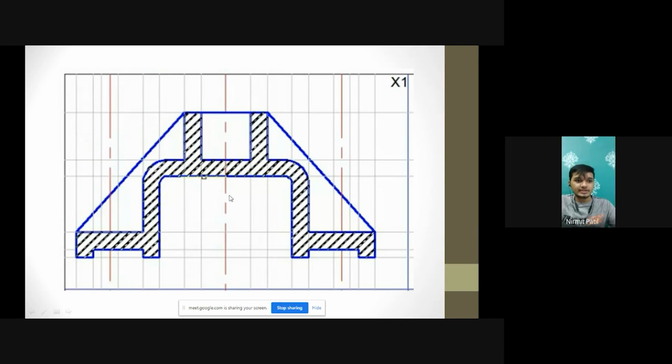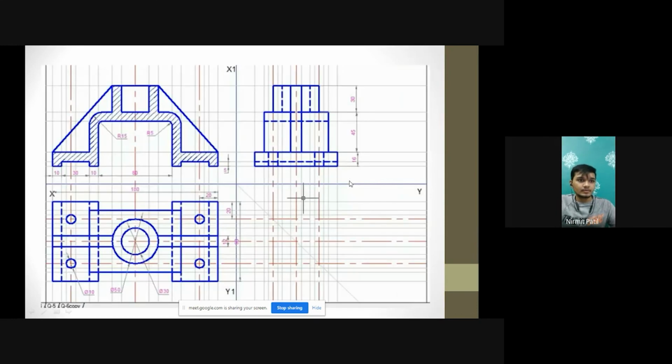In order to show the sectional view, we have to use the hatching lines on the sectional front view. With this, we have completed the question.